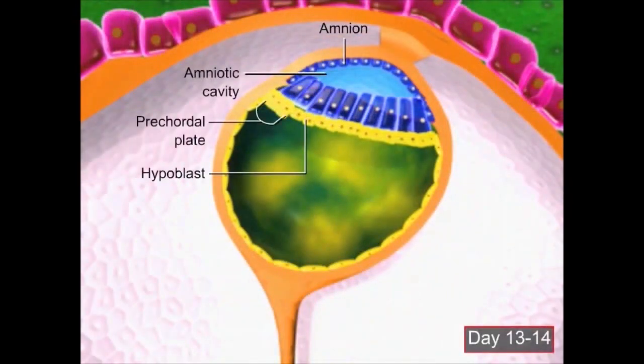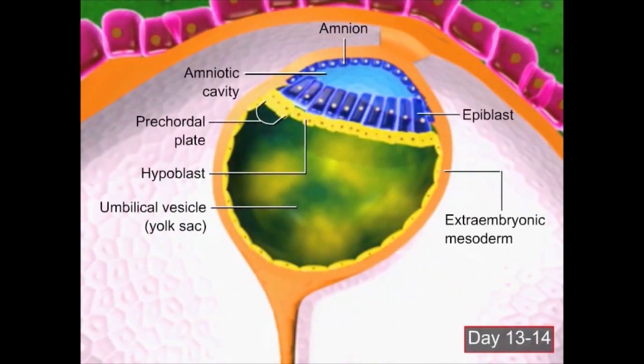Gastrulation occurs in an embryo during the third week of development, during which the bilaminar embryonic disc is converted into 3 primary germ layers, the sources of all tissues in the embryo. This part of the implanted blastocyst shows the embryonic disc sandwiched between the amniotic cavity and umbilical vesicle. Note the epiblast, the hypoblast, and the prechordal plate.